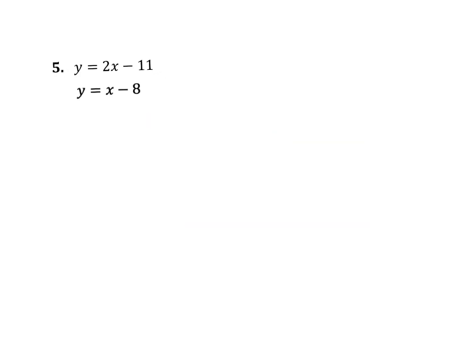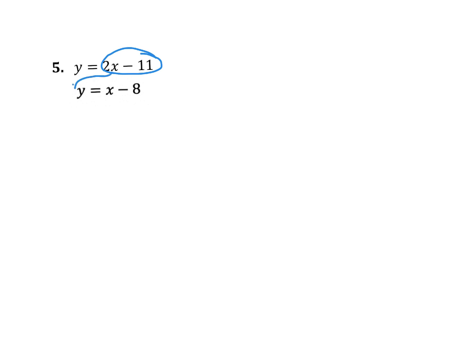All right, so now this one looks a little bit different than the other ones that we've been doing, but the idea is the same. Notice how in this one I have y is equal to 2x minus 11, and I have y is equal to x minus 8. So what we're going to do, again, is take one of these and substitute it in where I see that variable. So we're saying y is equal to 2x minus 11.